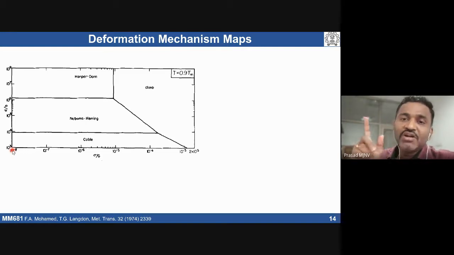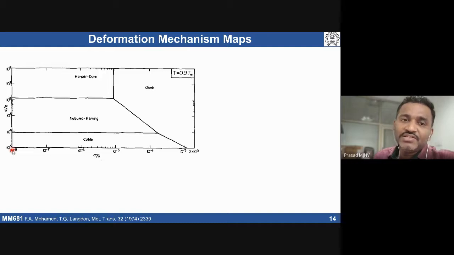Strain rate epsilon dot is proportional to d to the power of -p. If p equals 3, that means the finer the grain size, the higher the strain rate. If p is equal to 0, grain size dependence is not there. That means in a coarse-grained material or single crystal, there is no grain size dependence. So that way your creep rate is going to come down.